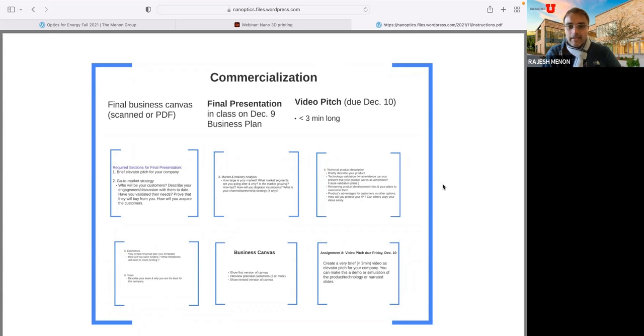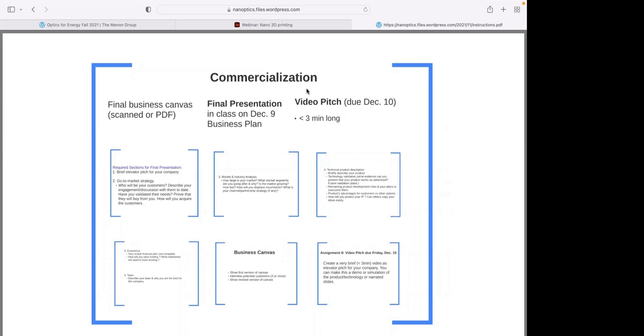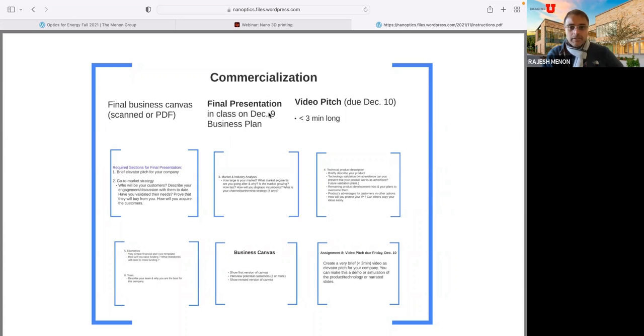So today, as you probably heard, my goal here is to make sure that you are in a good place to complete the commercialization plan. This is a little hard to do, so I want to make sure that this is something you have. And if you have any questions, I want to go through the sections with you. What I expect is a class presentation on December 9th, and then a video pitch on the next day. The video pitch, I'm going to leave it up to you. You can prepare whatever you want as long as it's not very long.